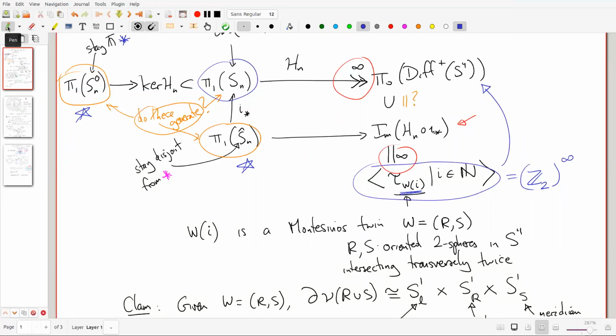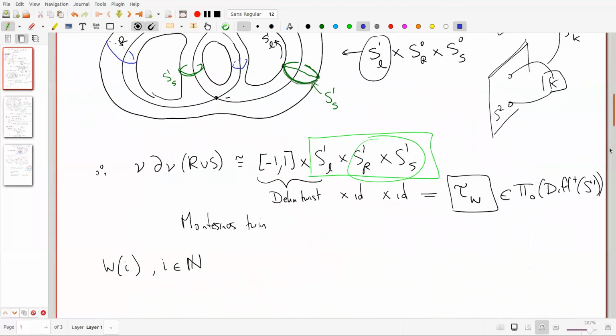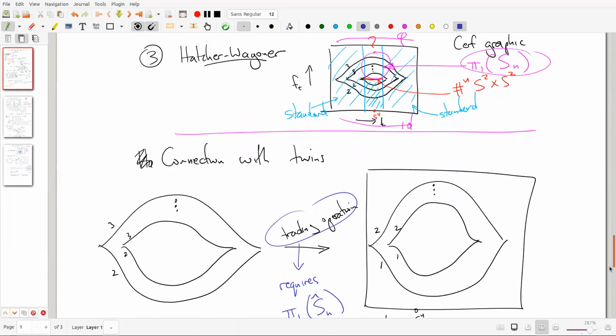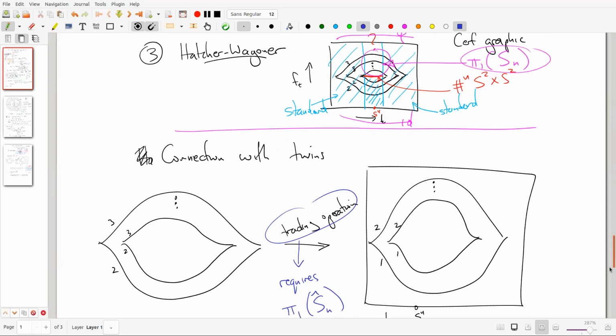Question. In the 2-3 critical point in the surf graphic, how is it easy to see that you can push the attaching sphere off of the canceling two-handle belt sphere? You mean to get something interesting happening in here? Yeah.